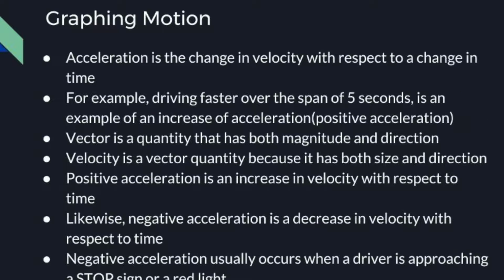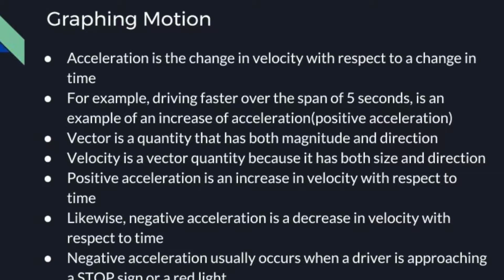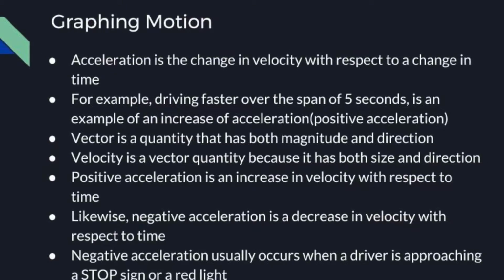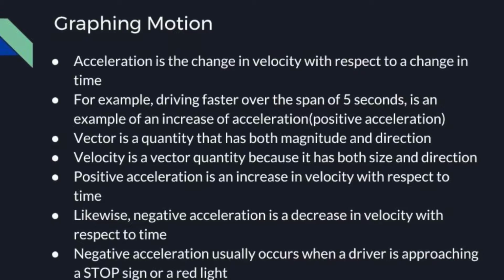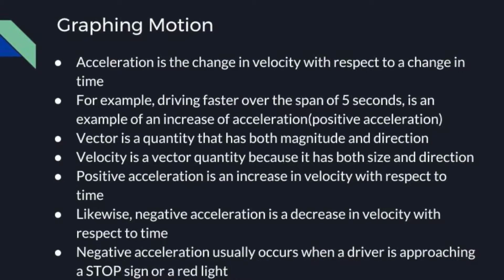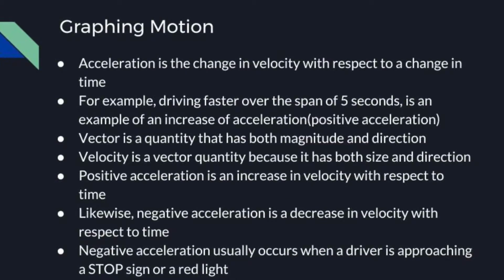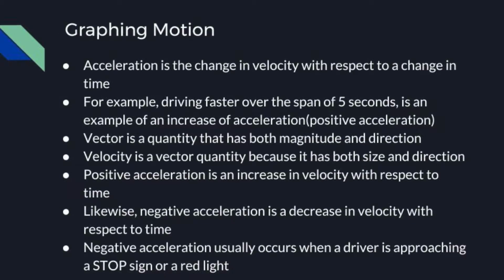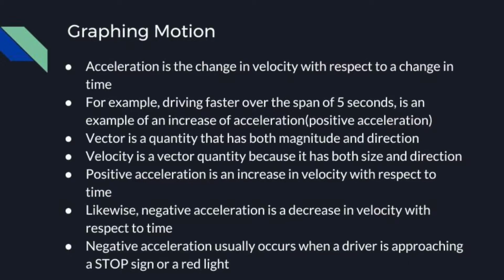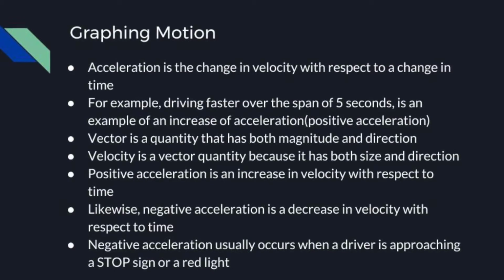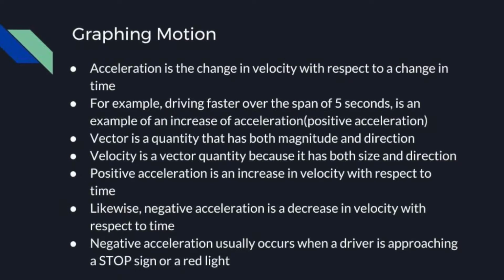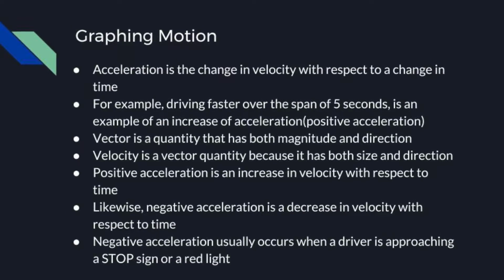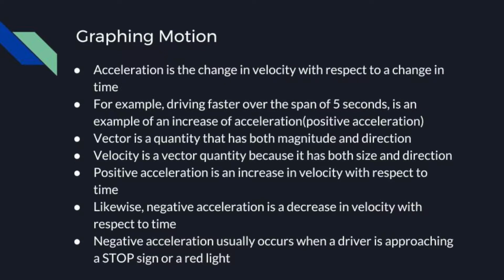Acceleration is a change in velocity with respect to a change of time. It is essentially speed with respect to time in a given direction. Velocity is a vector quantity because it has both size and direction, and a vector is a quantity that has both magnitude and direction. Positive acceleration is an increase in velocity with respect to time. However, negative acceleration is also a change in velocity with respect to time. The difference is that positive acceleration is going in the forward direction, but negative acceleration is going in the backwards direction.